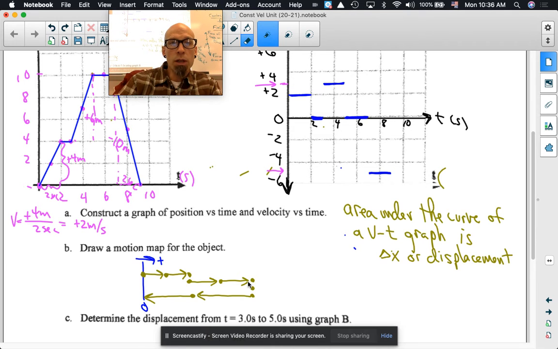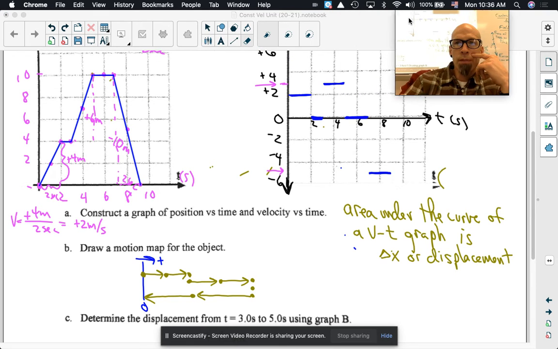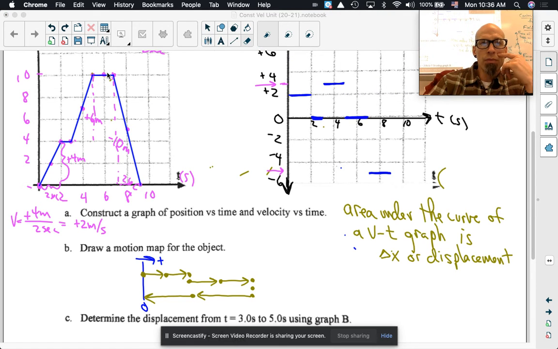Then what does the object do? At the end of that period of time, we again have a flat spot up here. And that's 1 dot, 2 dots, no arrows. At rest, not moving, no arrows.